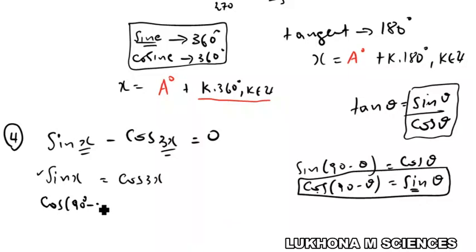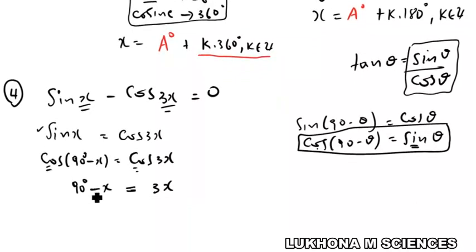Now we want to change this one in terms of cos, so we use the cofunction of sine. We have sine x, we want cos, which means sine x is the same as cos of 90 degrees minus x, which is equal to cos 3x. Now that you have the same trig ratios, you can drop them, and you are left with the angles. So 90 degrees minus x will be equal to 3x.